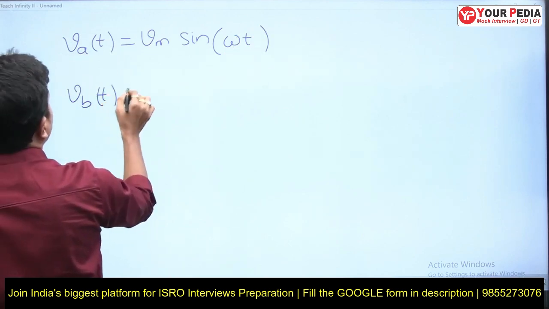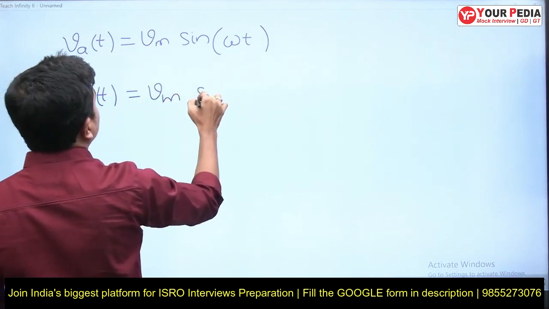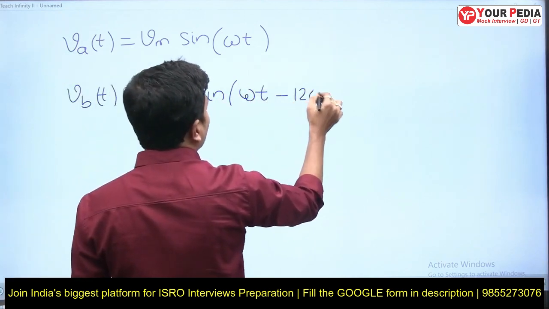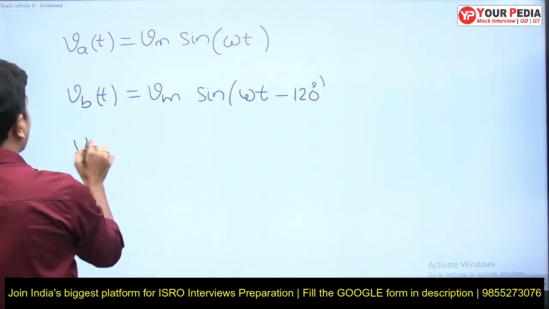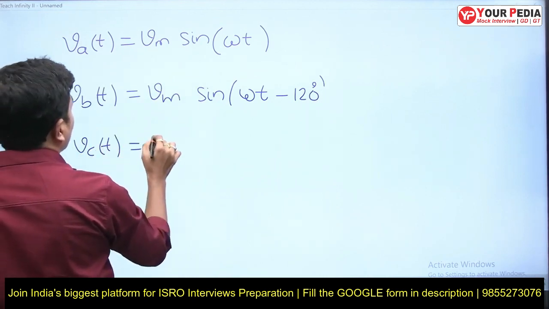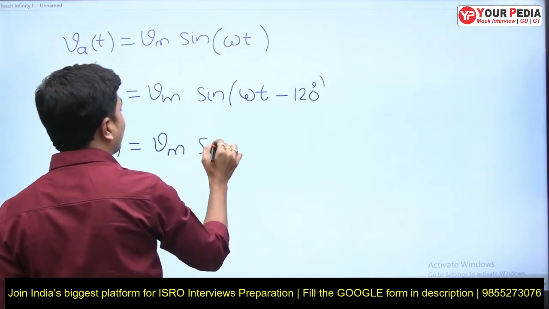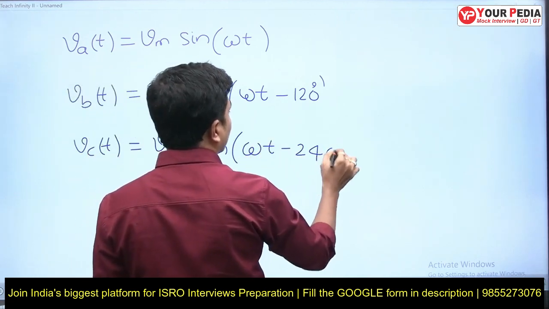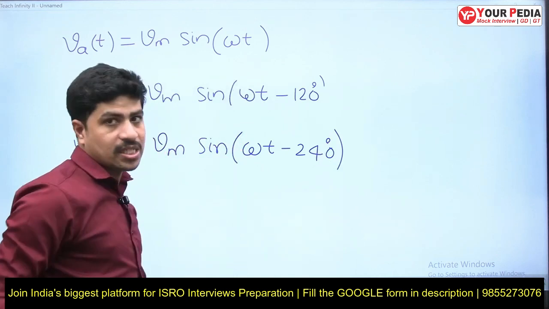VB of t is equal to Vm sine of omega t minus 120. Vc of t is equal to Vm sine of omega t minus 240. Many things we are going to discuss here.